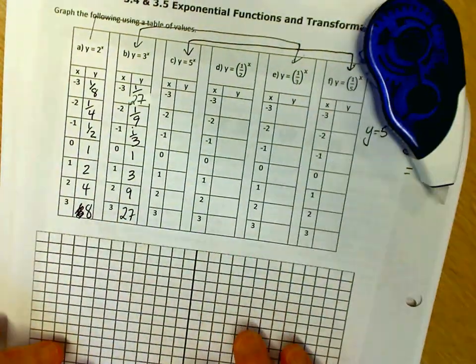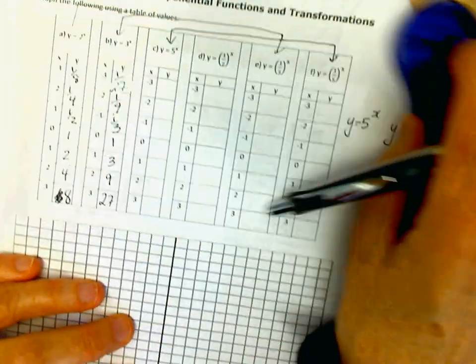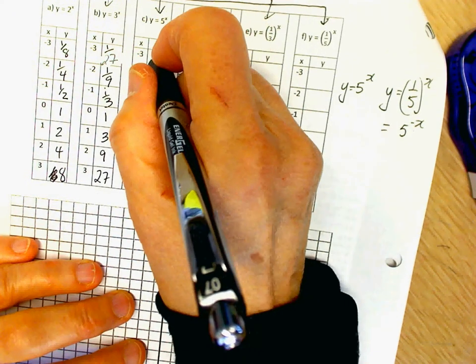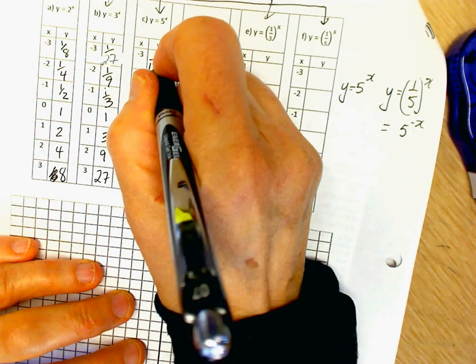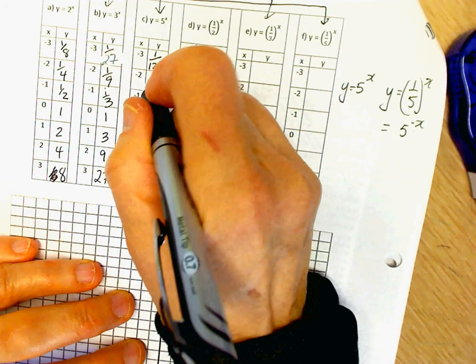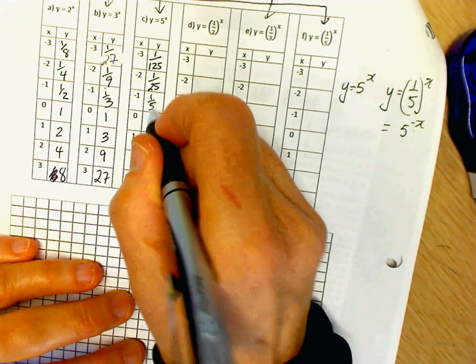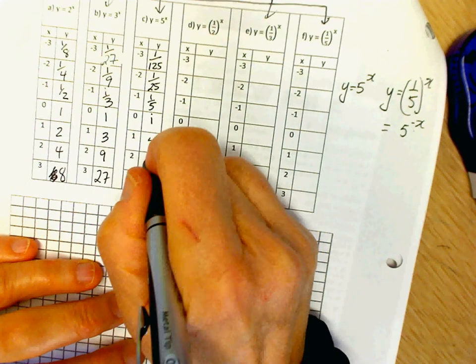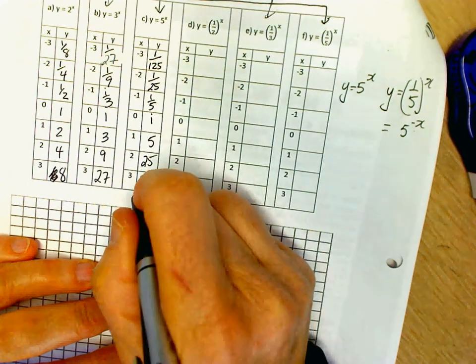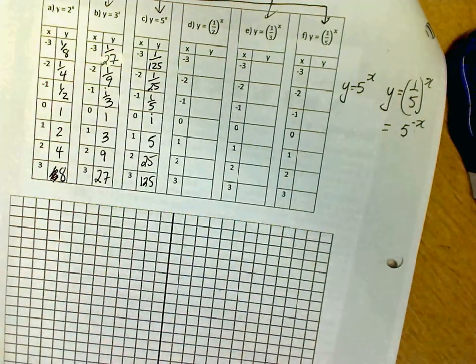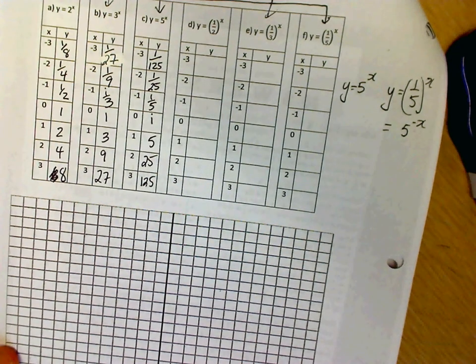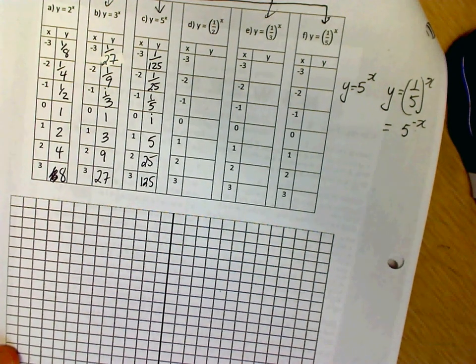We won't be able to graph these; we'll just graph whatever the grid fits, okay? So 5 to the negative 3 is 1 over 125. 5 to the negative 2 is 1 over 25. 5 to the negative 1 is 1 over 5. Then 1, 5, 25, 125. So far so good. We're just going to get these tables of values up there and graph them.